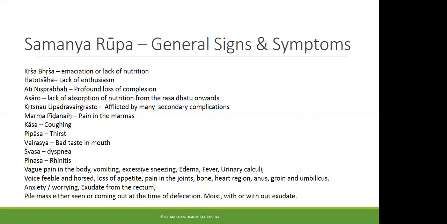Loss of appetite, of course. Pain in the joints, again, that indicates just an increase of vata. Pain in the joints, in the bones, in the region of the heart, in the anus, groin, and umbilicus. And again, all of these places just indicate that vata is not moving out downwards in its appropriate direction. So therefore, it starts to circulate and move in other directions of the body, whichever way it can go. And when the vata starts to move upwards or move outwards, it starts to create more pain and discomfort.